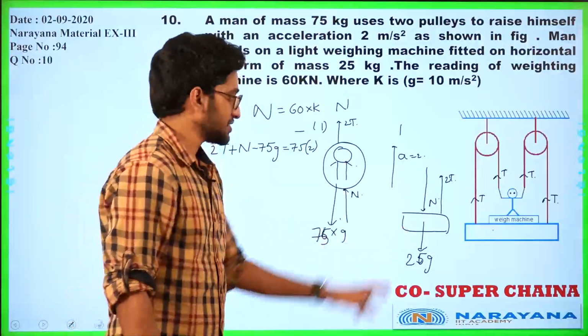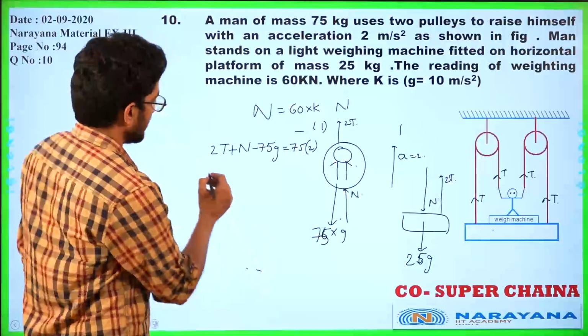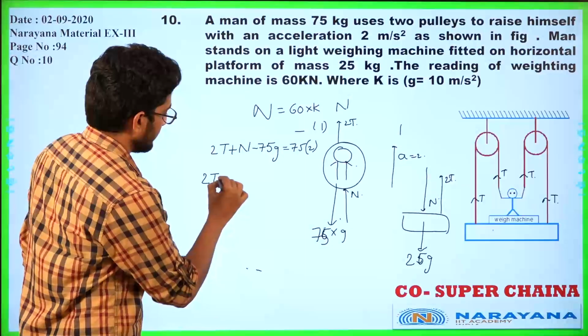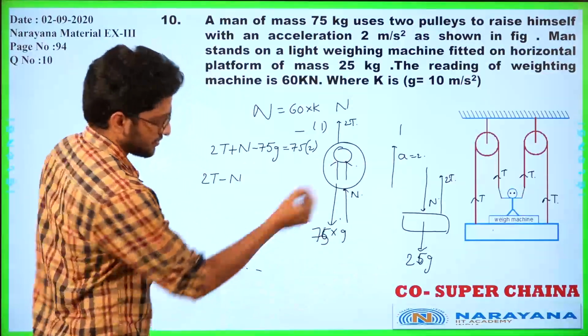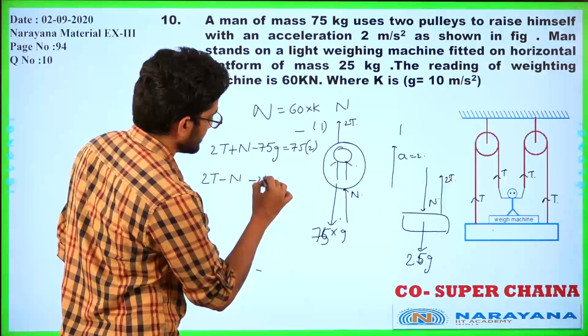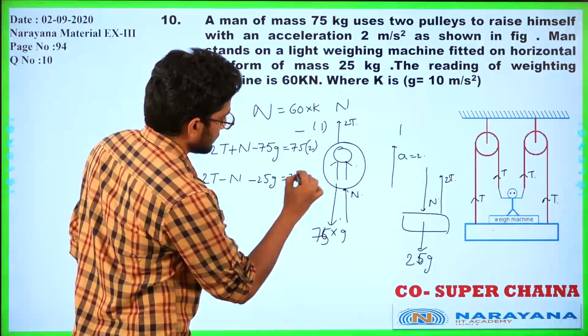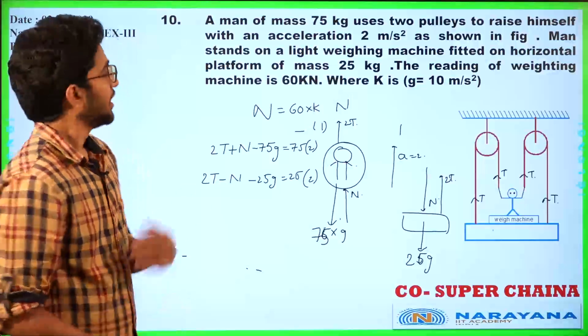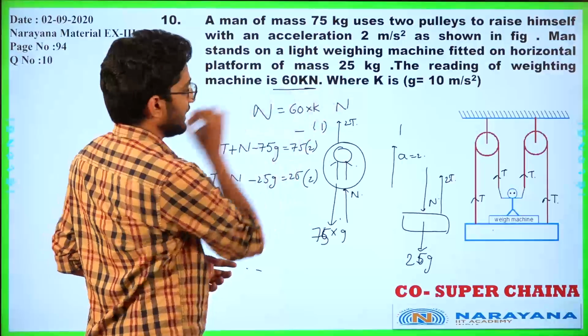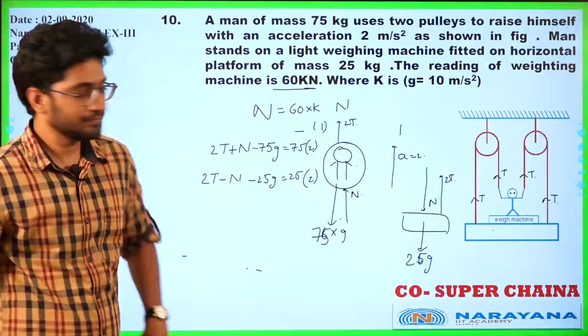So what's the force equation here again? Net force in upward direction, that is 2T minus N. And here he has 25g downwards also, so 2T minus N minus 25g is equal to 25 into a, that is m into a. So that is the second equation. And what do we need here? We need the reading of the weighing machine, that is we need the normal.